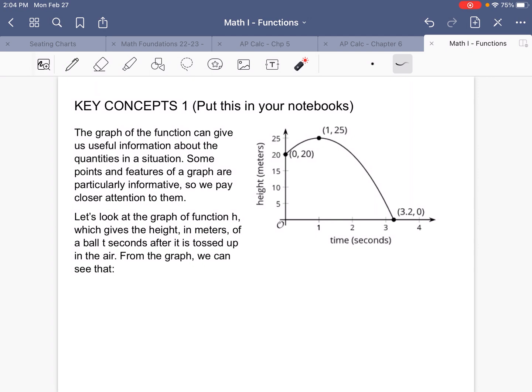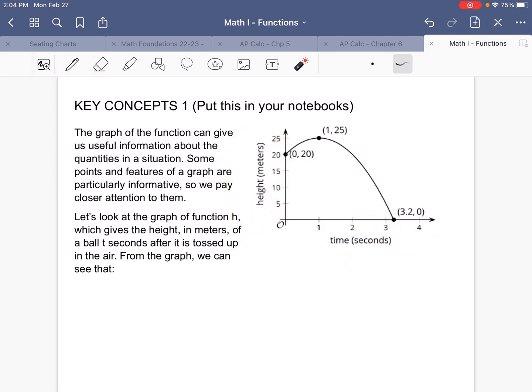Now, day 7, what was it even called? Day 7 was features of graphs. So the graph of the function can give us some useful information. So if we look at this, we have a height and a time.